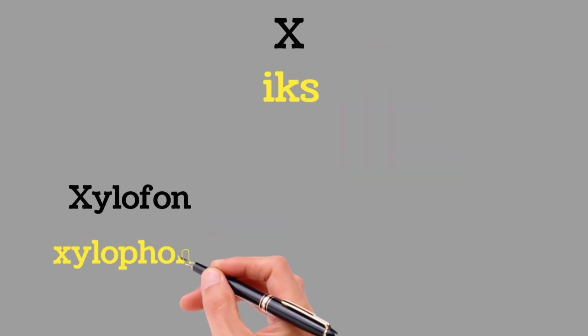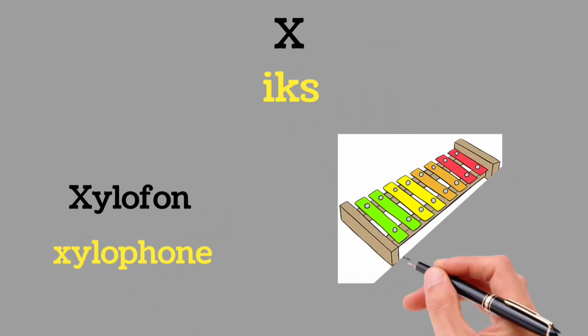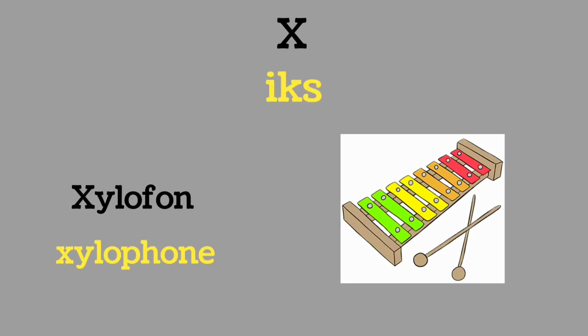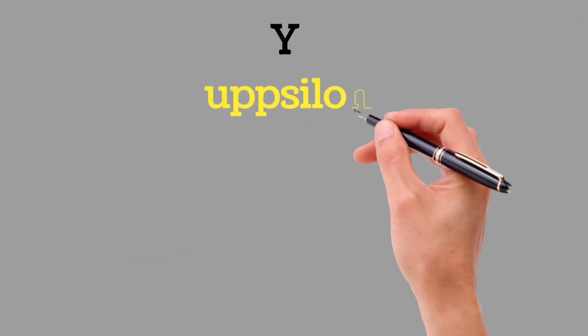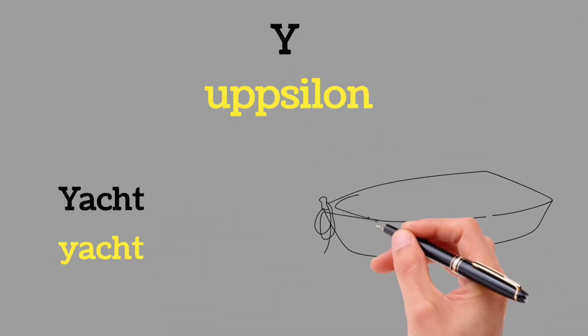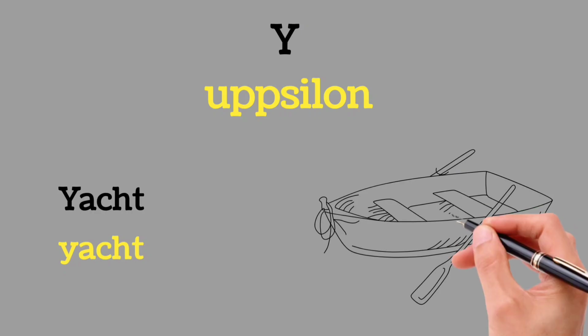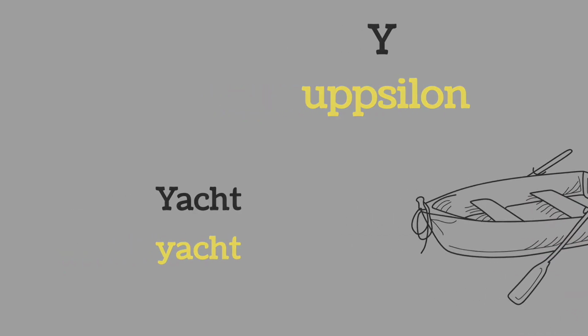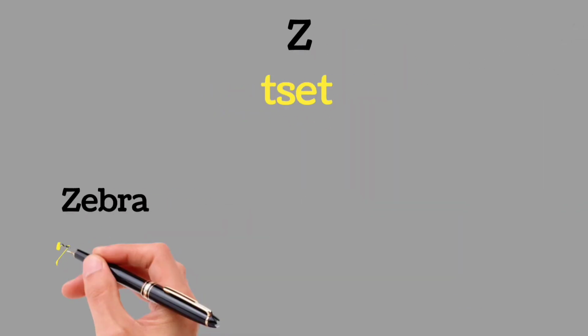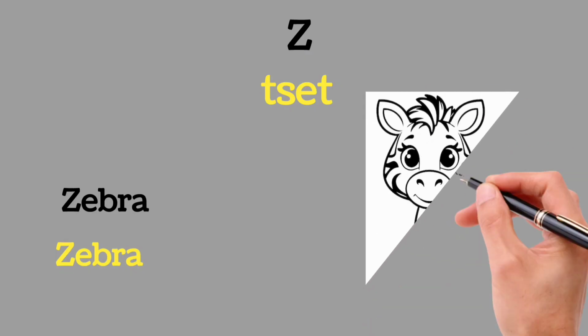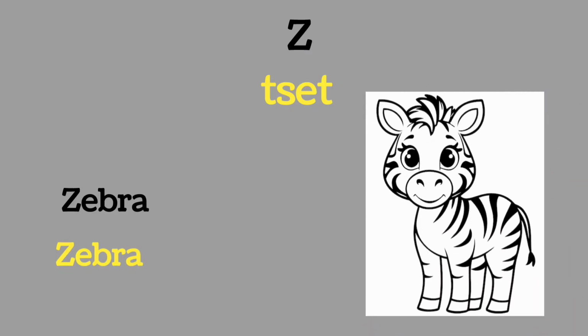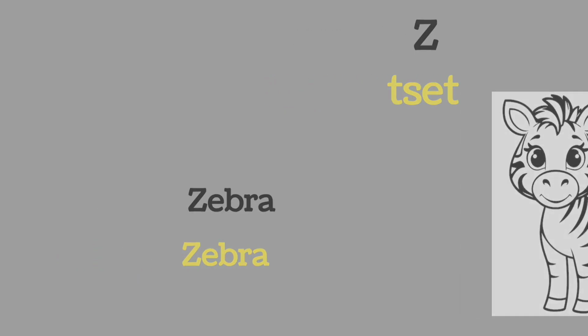X. Xylophon. Y. Yacht. Z. Zebra. There are 4 more letters in the German alphabet. Let's move on to them.